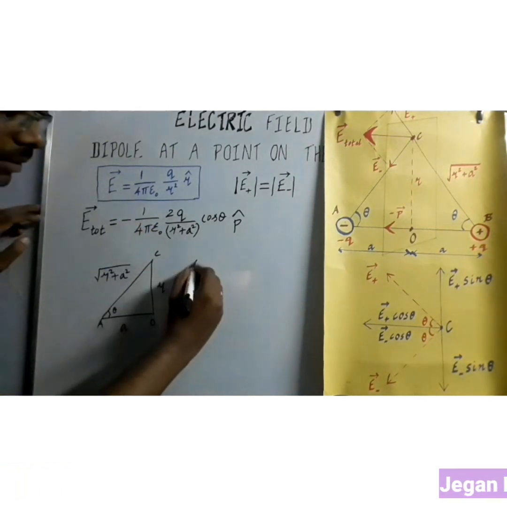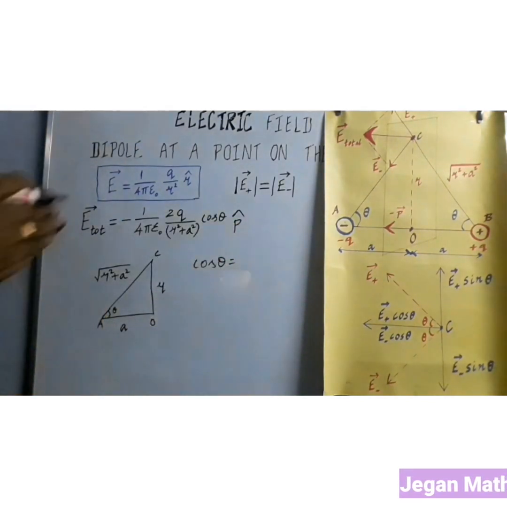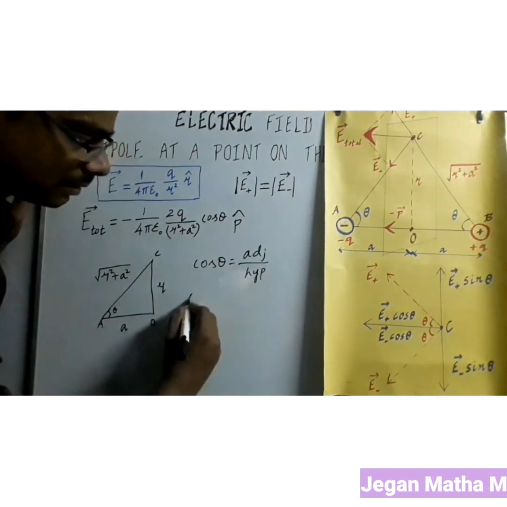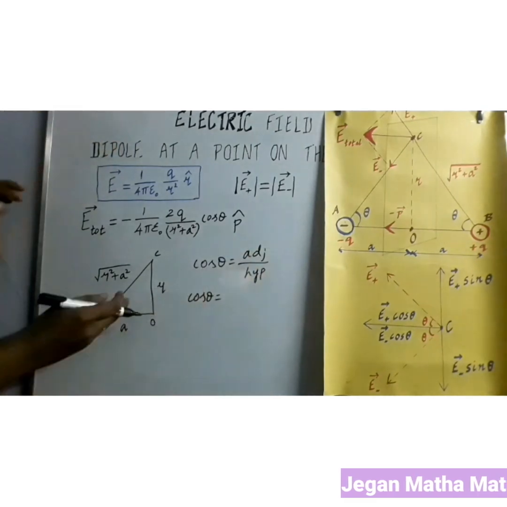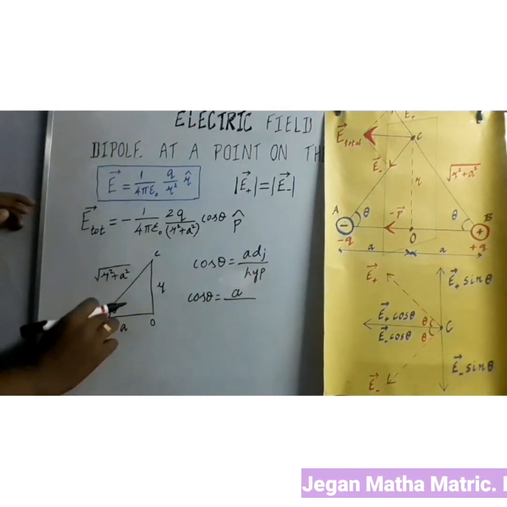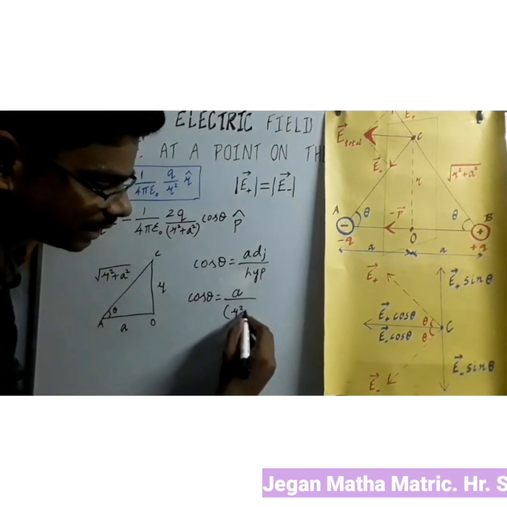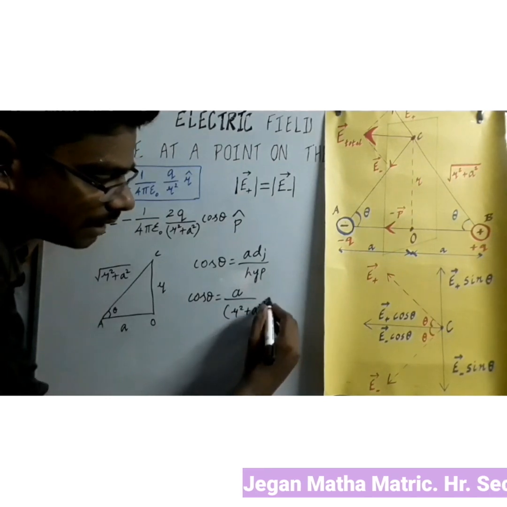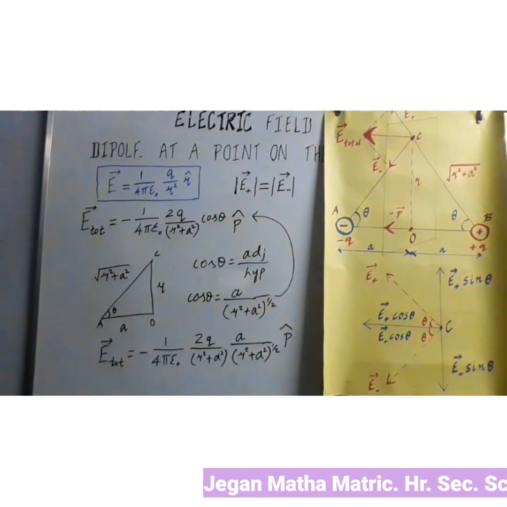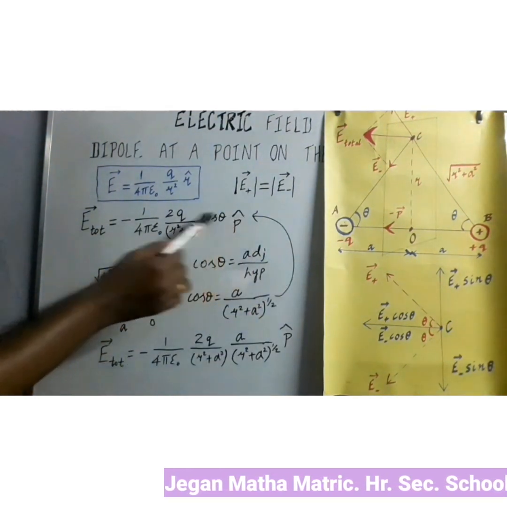What is the formula for cos theta? Cos theta is equal to adjacent side by hypotenuse. So cos theta is equal to, what is the adjacent side? a, by the hypotenuse, root of r square plus a square. Instead of that I am going to write it like this also: r square plus a square power 1 by 2. Instead of root I have written power 1 by 2. Now we have found the value of cos theta, and it can be substituted in this expression.